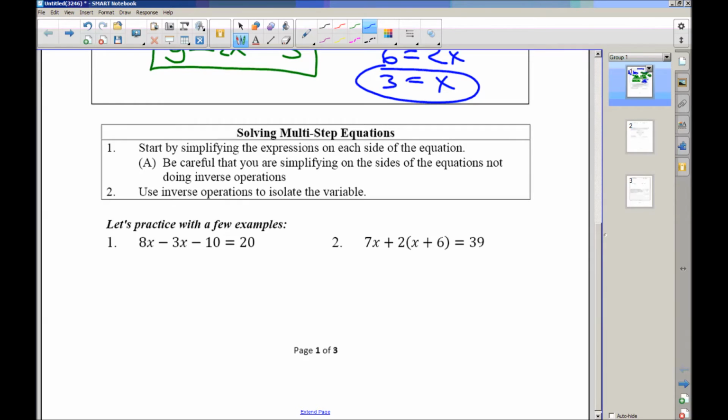Solving multi-step equations. Start by simplifying the expressions on each side of the equation. Be careful that you are simplifying on the sides of the equation and not doing inverse operations. Okay? And then use inverse operations to isolate the variable.